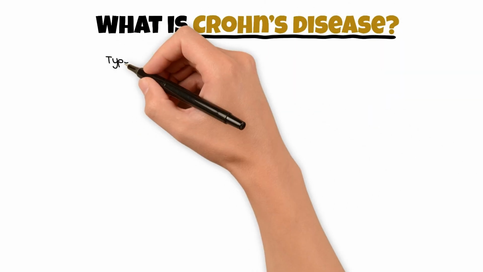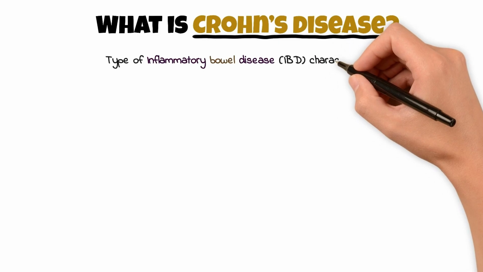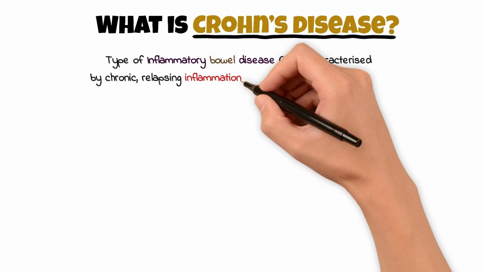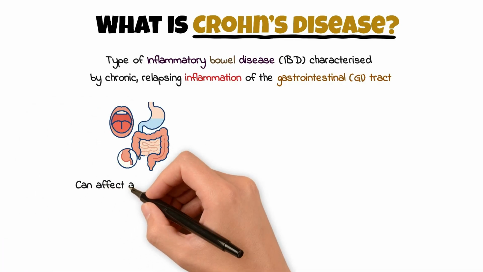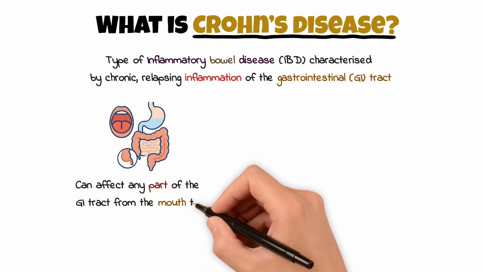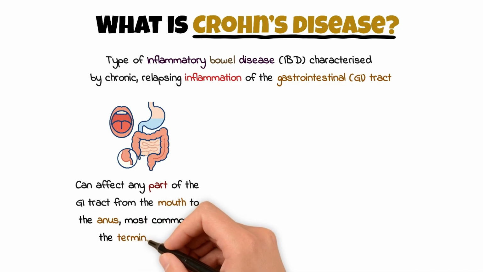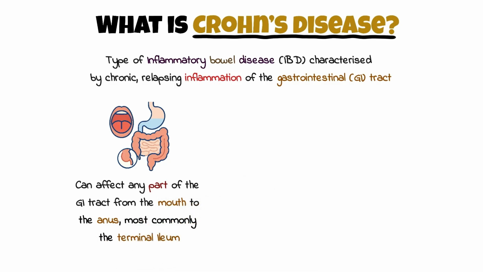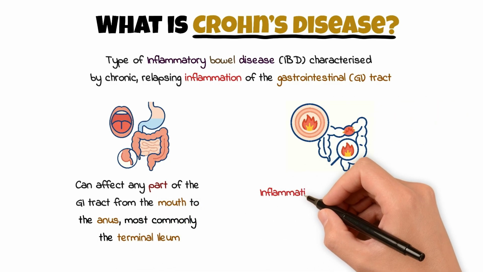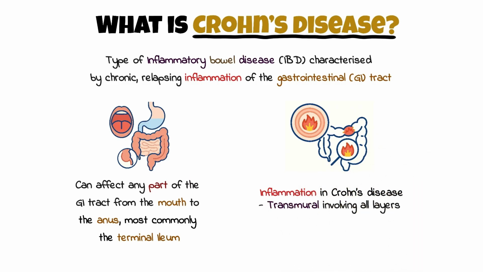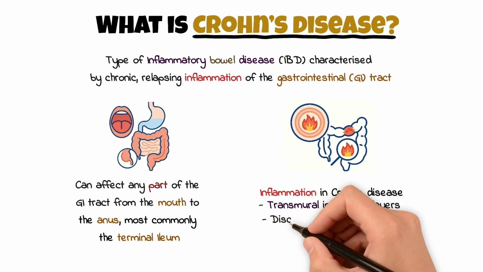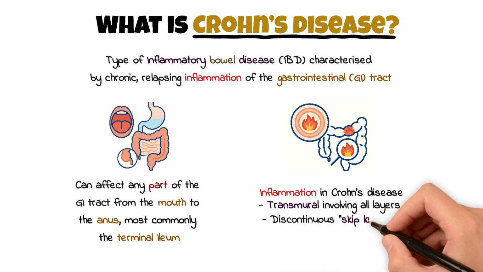Crohn's disease is a type of inflammatory bowel disease characterized by chronic, relapsing inflammation of the gastrointestinal tract. It can affect any part of the GI tract from the mouth to the anus, most commonly the terminal ileum. Unlike ulcerative colitis, the inflammation in Crohn's disease is transmural, involving all layers of the bowel wall, and often discontinuous, aka skip lesions.